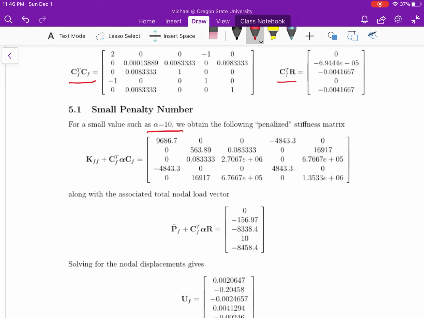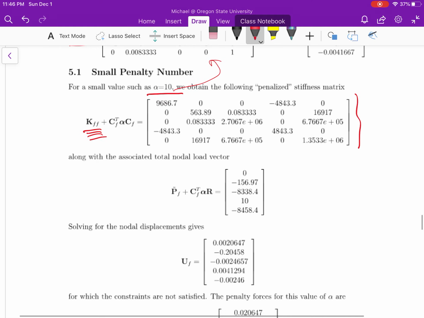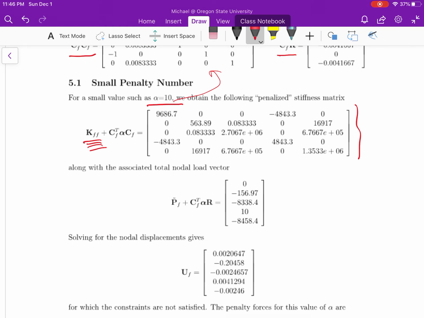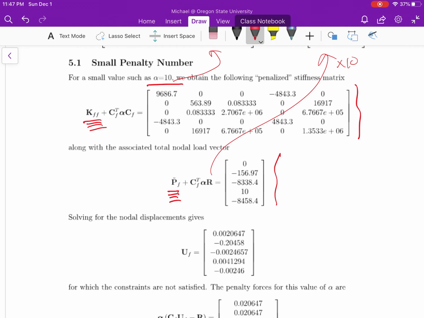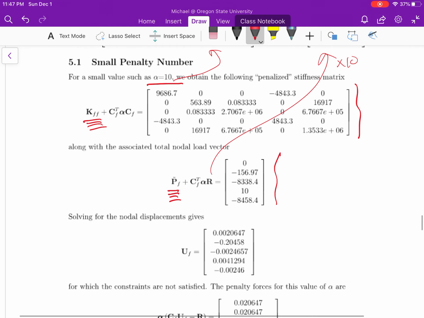In this case, if we multiply all the entries of this matrix by 10 and then add it to KFF, we get this penalized stiffness matrix, and then the associated total nodal load vector on the right-hand side, which is the original PF tilde plus this vector over here multiplied by 10. We get this right-hand side vector, and then we can solve for the nodal displacements.